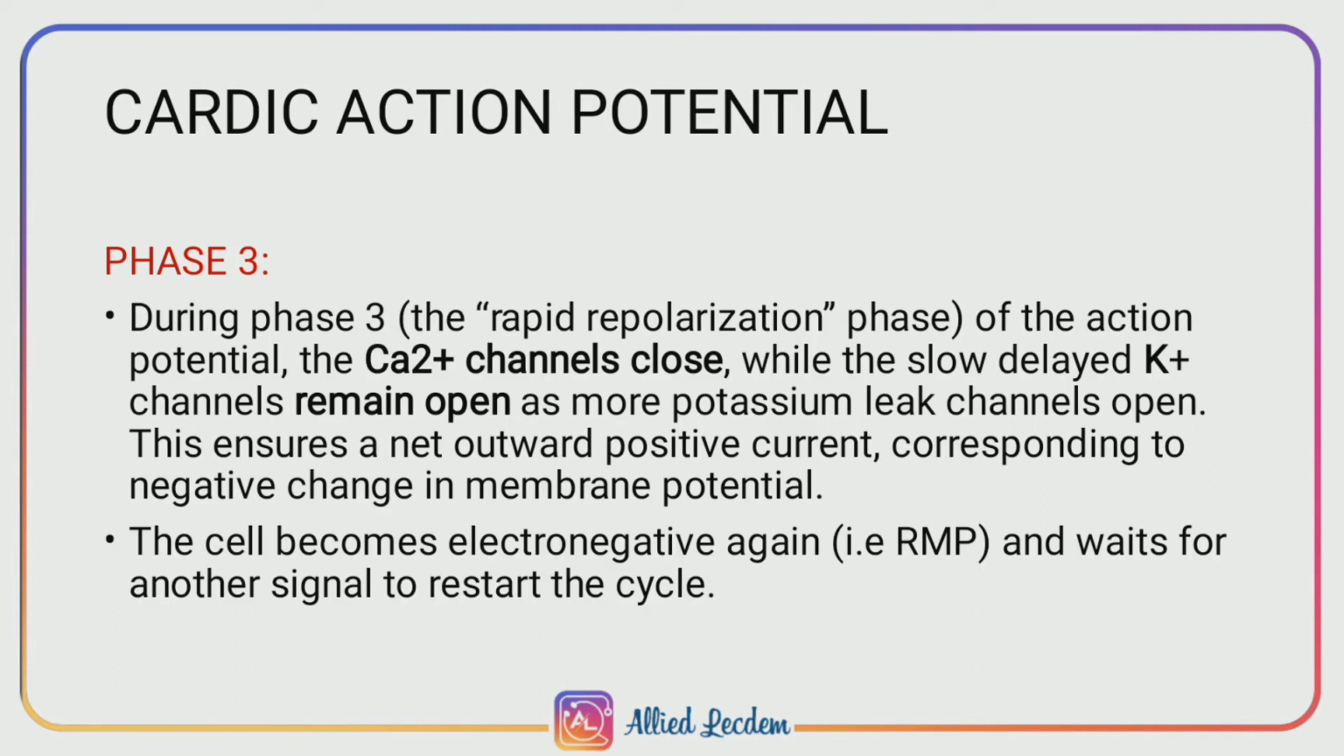Phase 3. During phase 3, the calcium channel closes and the potassium channel still remains open, which leaks potassium ions outside the cell. So the cell becomes electronegative and returns to resting membrane potential and waits for another signal to restart the cycle. This is the cardiac action potential.